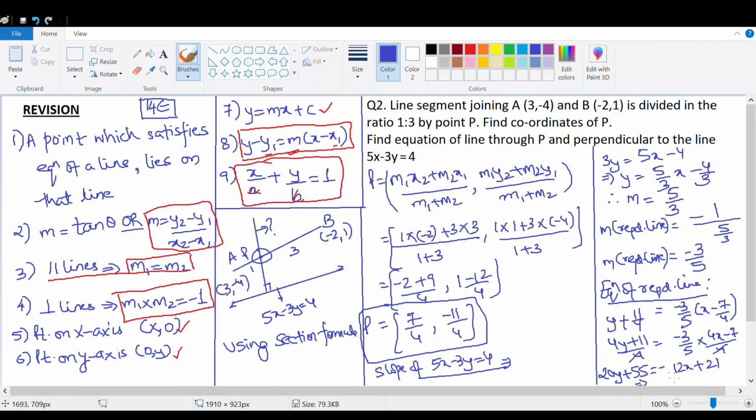I have left very little space, so let's take everything on one side. So there will be 20y plus 12x plus 55 minus 21, that's 34, plus 34 is equal to 0. So that's my final equation. But before I say this is the final equation, I realize 2 is common, so I'll write my answer here. Dividing both sides by 2, I get 10y plus 6x plus 17 is equal to 0. So this is the required equation.